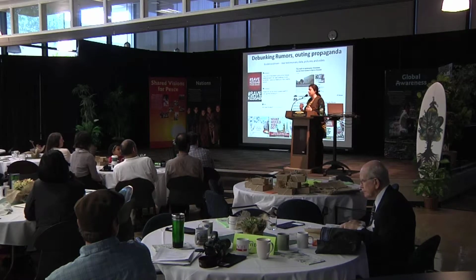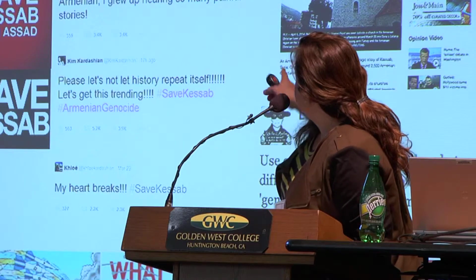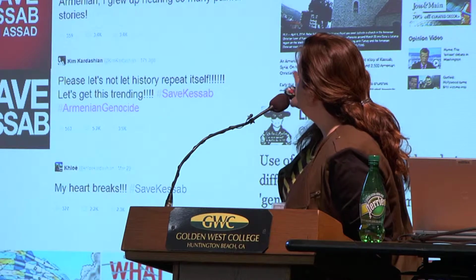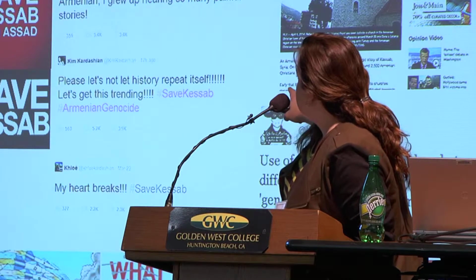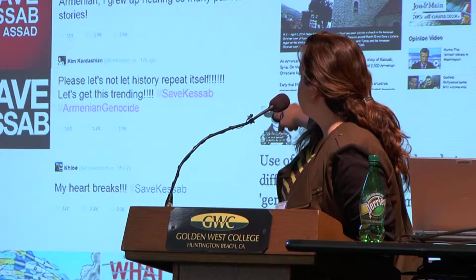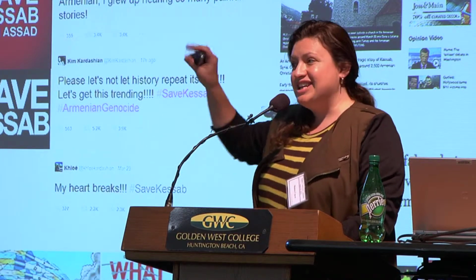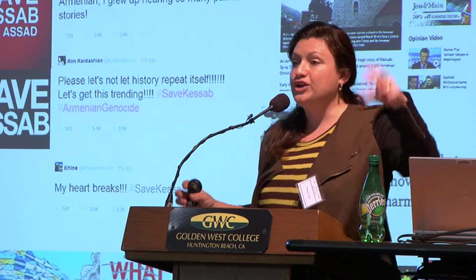The Syrian conflict has been going on for 3 years. It's not a new news story. But suddenly Kim Kardashian tweets out, "If you don't know what's going on in Kassab, please Google it. It's heartbreaking. As an Armenian, I grew up hearing so many painful stories." The next tweet: "Please let's not let history repeat itself. Let's get this trending. Save Kassab, Armenian genocide." So she linked a historical collective memory, a collective trauma for Armenians, with the current act.